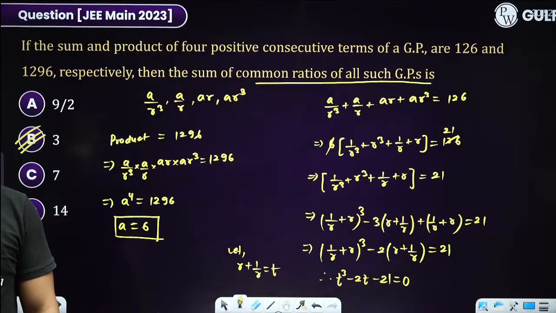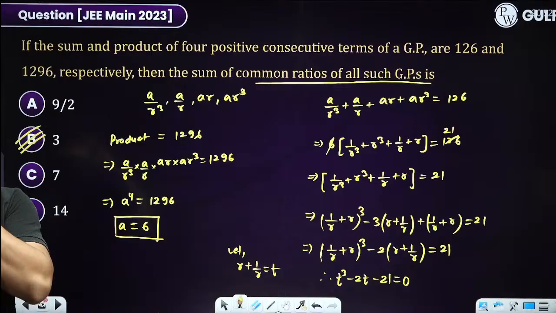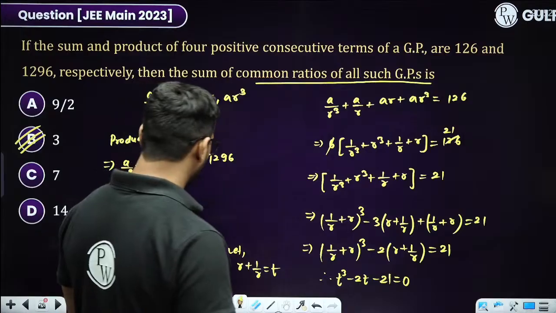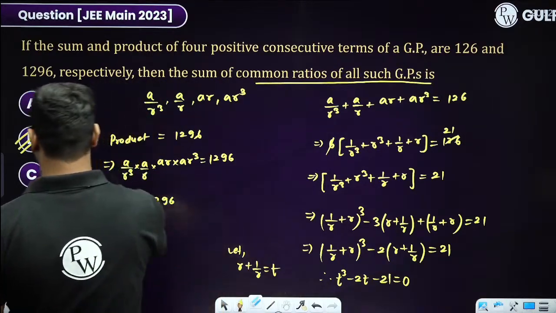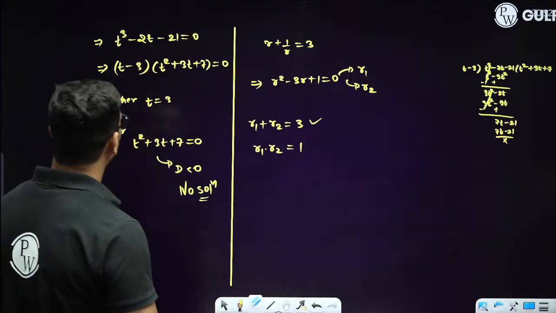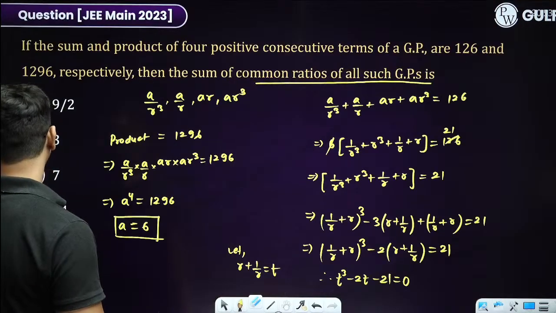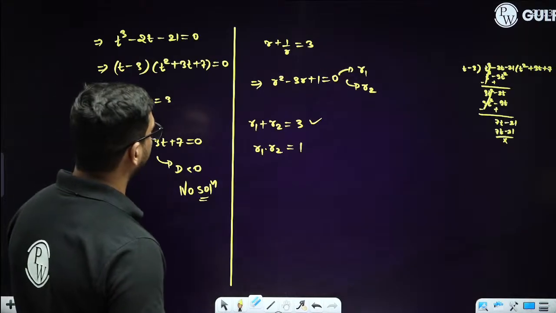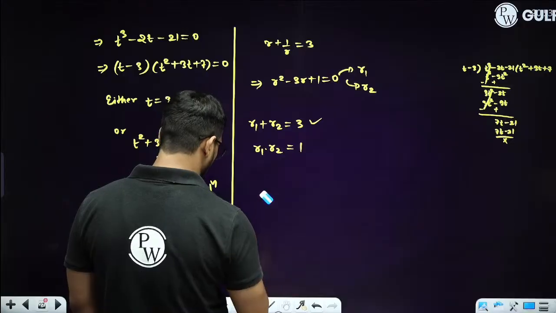Why are they saying common ratios of all such GPs? R should be positive, correct? R should always be positive. They are saying the answer is C. Why? C means 7. There is only one possibility.